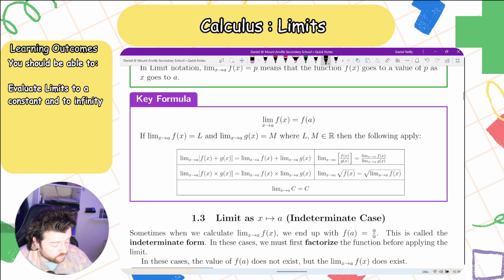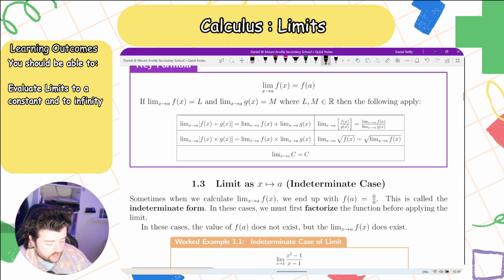There are certain rules when it comes to limits of functions, but don't fret too much about them. It just means if I'm adding two functions, I can take the limits of each function separately and add them together. If I'm dividing two functions, I can find the limit of the numerator and denominator. If I'm multiplying two functions, I can multiply the two limits together. If I have a square root of a function, I can just find the limit inside the square root. And the limit of a constant is just that constant value.